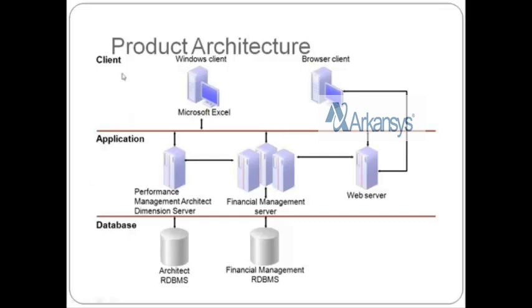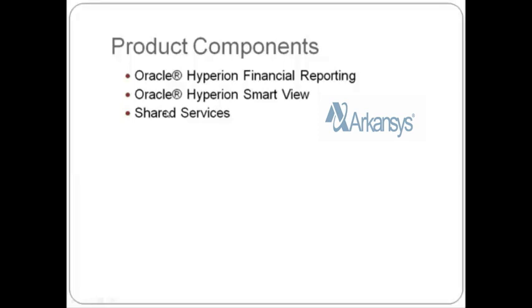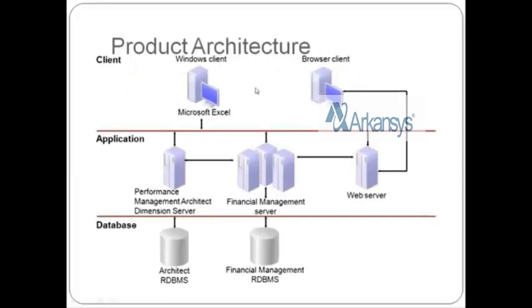You can see it's a database layer, application layer, and a client layer. The database will have two RDBMS, Architect RDBMS and Financial Management RDBMS. Architect RDBMS will be talking to the Performance Management Architect dimension server, where all your dimensions will be created and stored. This server will only be taking care of the dimensions and their members, and the Financial Management server will be taking care of all your financial views, financial results, financial management data, and everything. These two together, with the help of the web services, make sure that the user is able to view the data whether through the Windows client or through the browser client. It doesn't matter to them. So that's how this product architecture is designed.